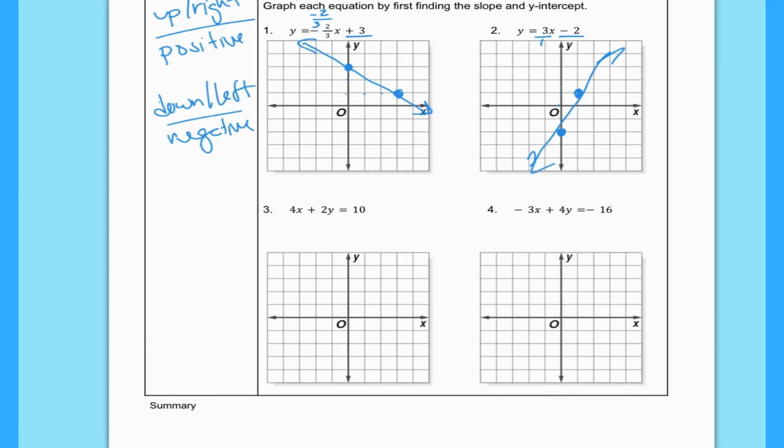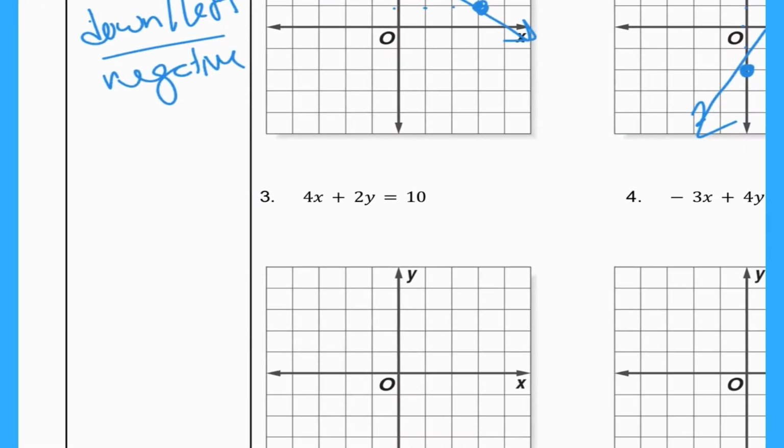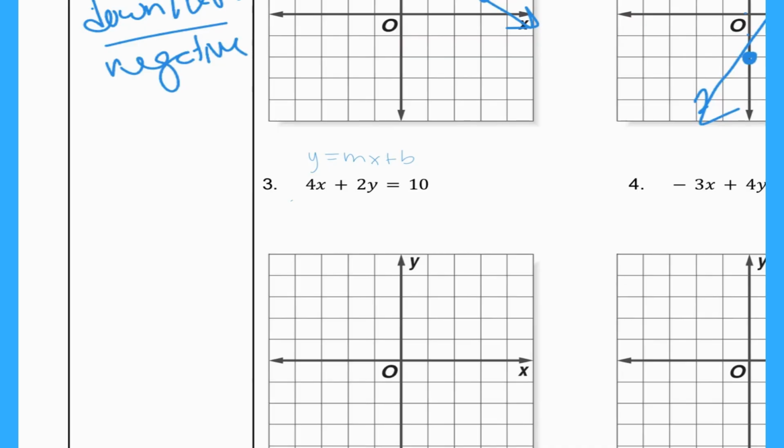Okay, looking at 3 and 4. Now these are in standard form, so they need to be rewritten into slope-intercept form. So we're going to rewrite these first. So slope-intercept form needs to look like y equals mx plus b. So I need to move that 4x to the other side. To do that, we do inverse operations. So it's a positive 4x now. The opposite is going to be negative 4x on both sides. That way this cancels from here.